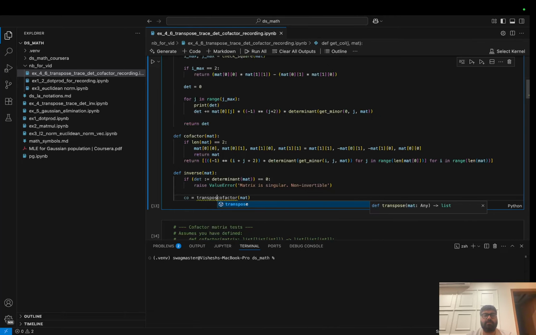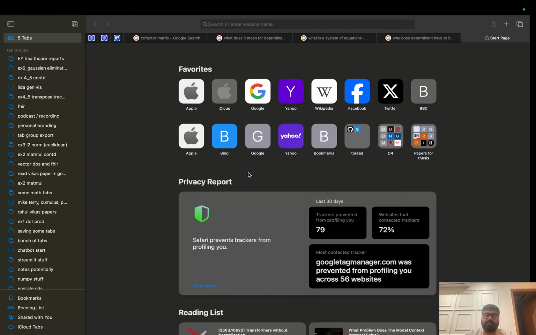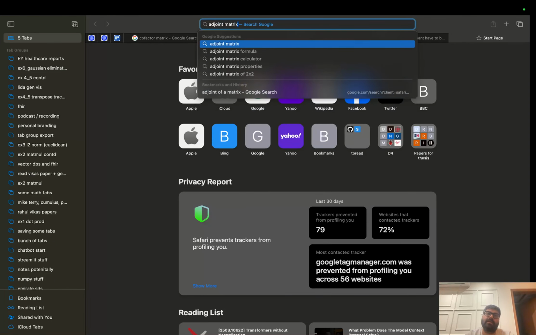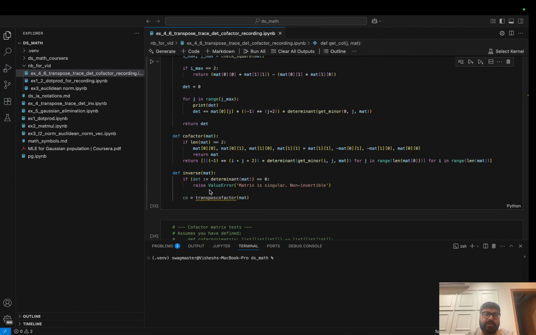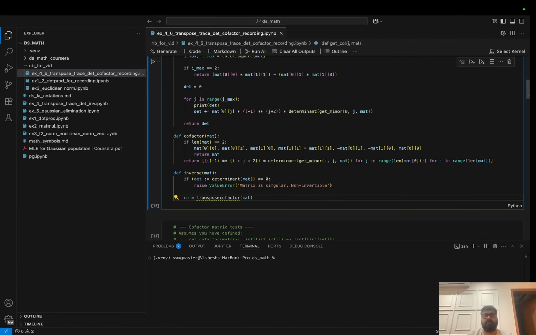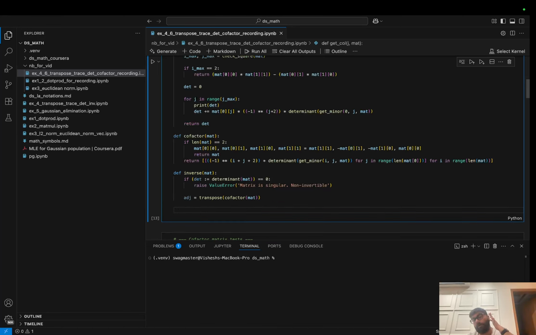Actually, I think the adjoint matrix. So we're just gonna Google that again, but I recall very clearly that the adjoint matrix is the transpose of the cofactor matrix, and it is. So I'm just gonna do that. Transpose cofactor matrix, right? So let's just call that ADJ. That's the adjoint, right?